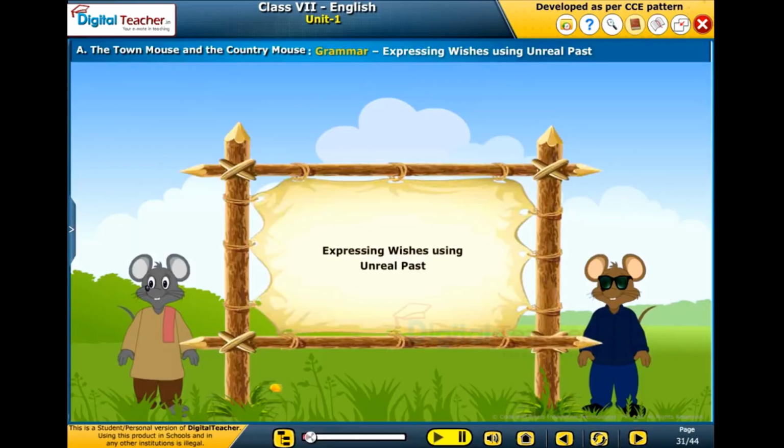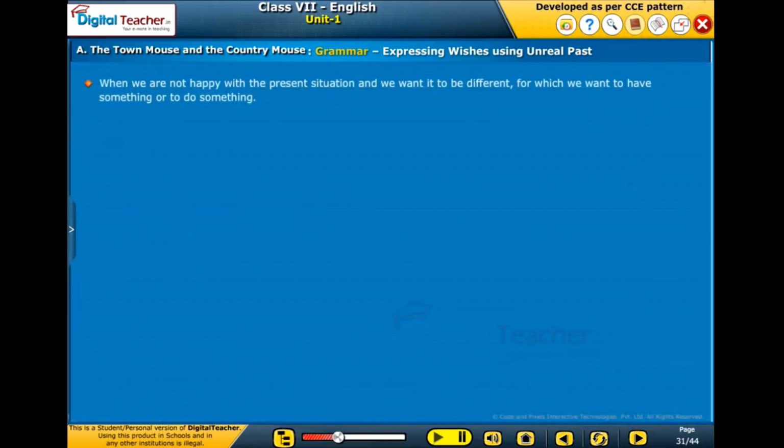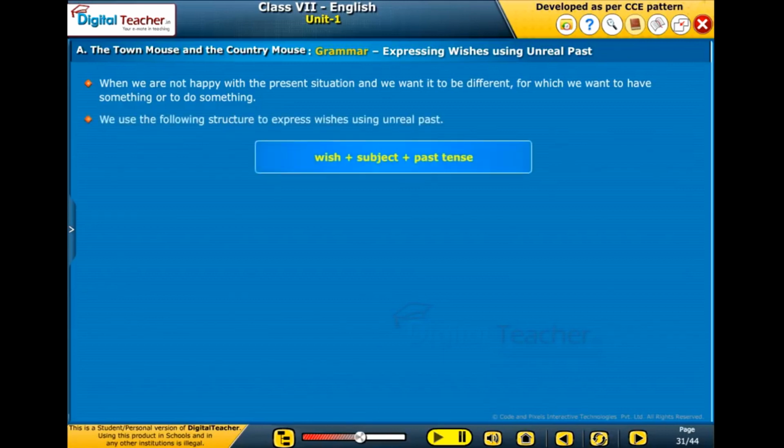Expressing wishes using unreal past. In this section, we learn what unreal past is and how it is used in expressing wishes. When we are not happy with the present situation and we want it to be different, for which we want to have something or to do something, we use the following structure to express wishes using unreal past.